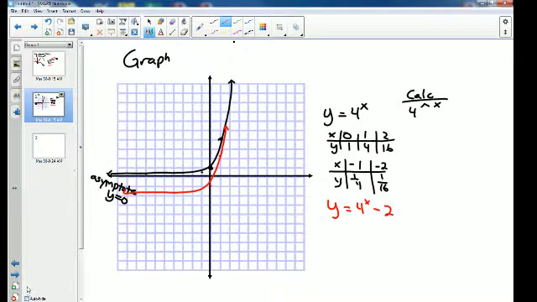What's my asymptote? y equals -2 this time, right? Okay, so again, using families of functions knowledge, that shifts it to the left 1. So everything's going this direction 1 unit, right?